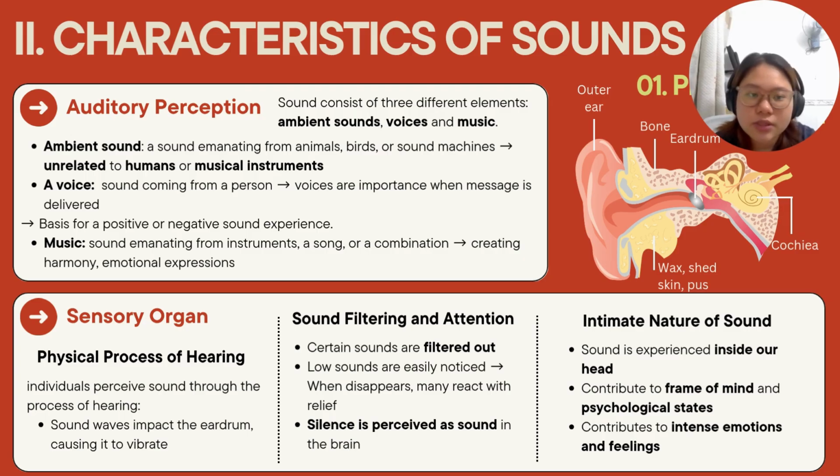Next, we'll talk about the characteristics of sound. The first part is auditory perception. Sound consists of three different elements: ambient sound, voice, and music. Ambient sound is defined as sound emitted from animals, birds, or sound machines, and it is unrelated to humans or musical instruments.